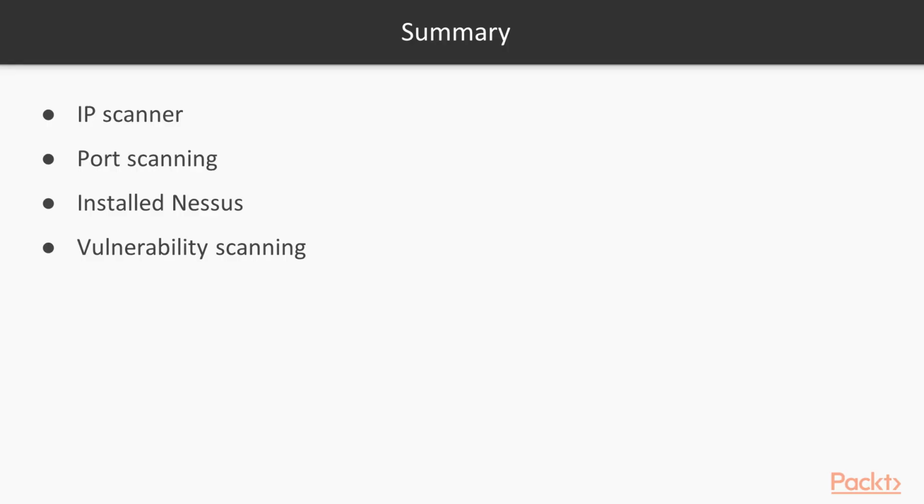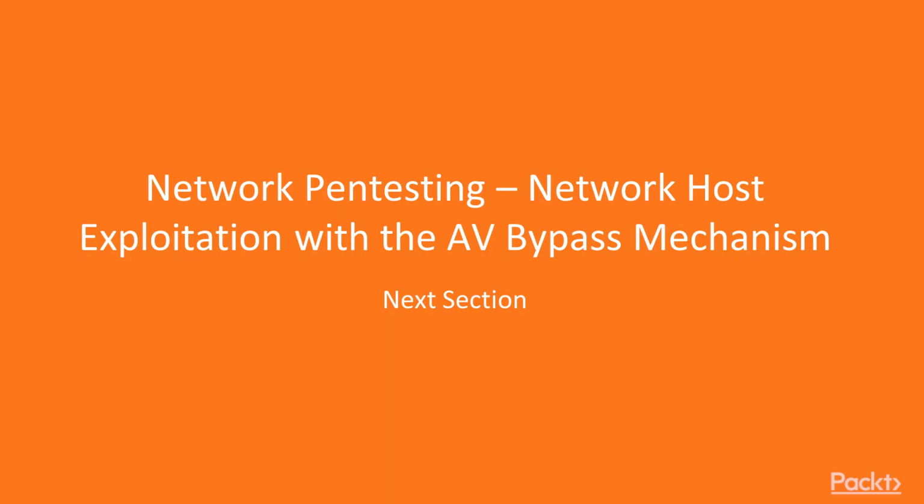If we talk about the section summary, what we have learned in this section: first of all, we have learned about the scanning process of IP addresses, then how you can perform port scanning using Nmap, then how you can install Nessus inside your machine, and finally how you can scan for vulnerabilities using Nessus. So this is all about this section and I hope you have enjoyed it. In the next section we are going to learn about network pen testing, network host exploitation with AV bypass mechanism.